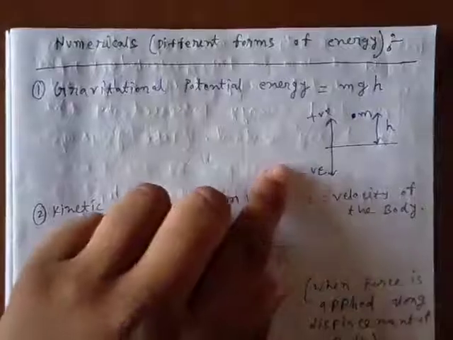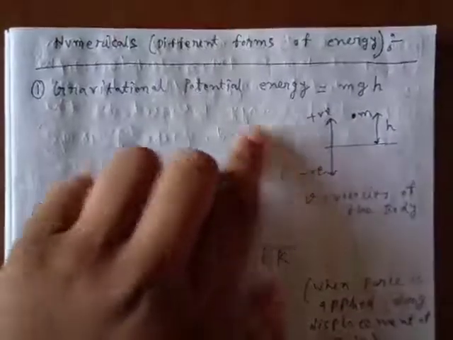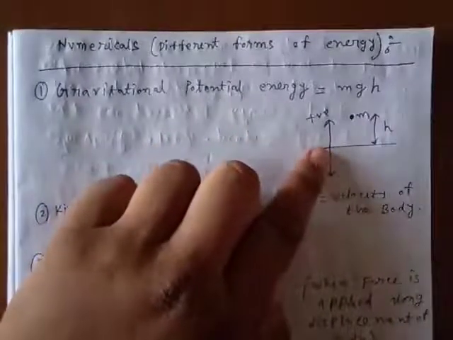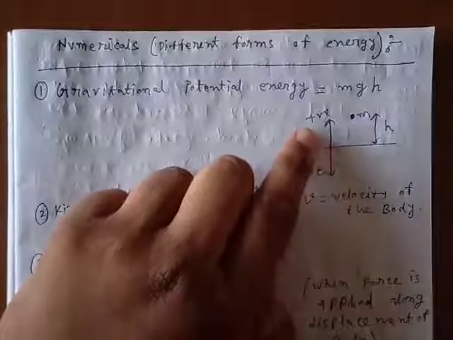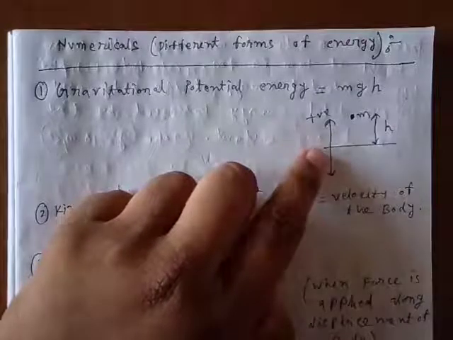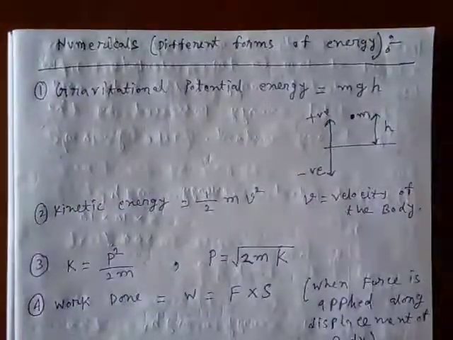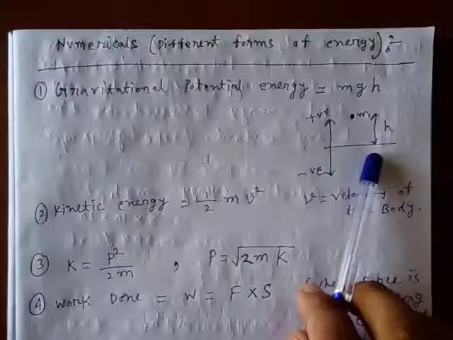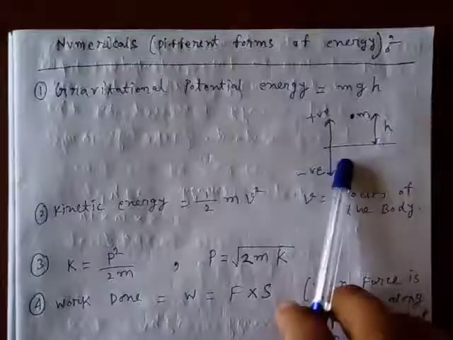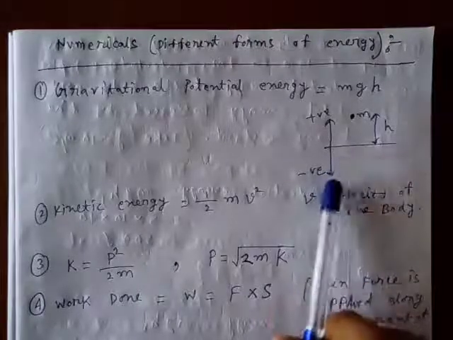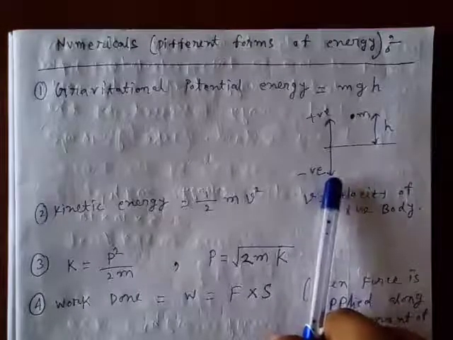Now our convention of potential energy will be: if the body is moved upward from the earth's surface, then the potential energy will be positive, and if the body is moved downward from the earth's surface, then the potential energy of the body will be negative.